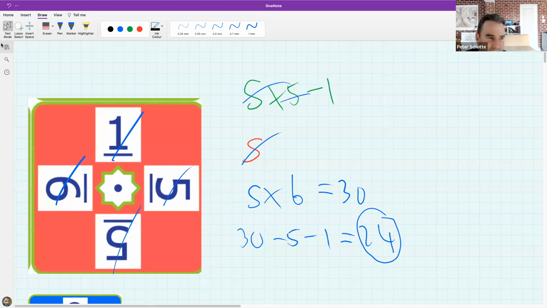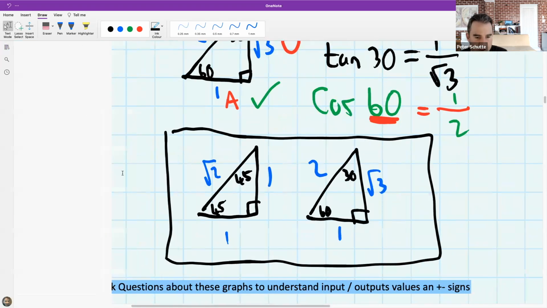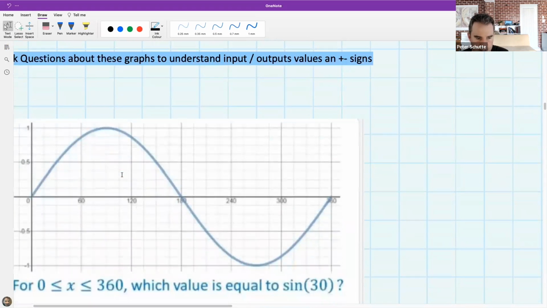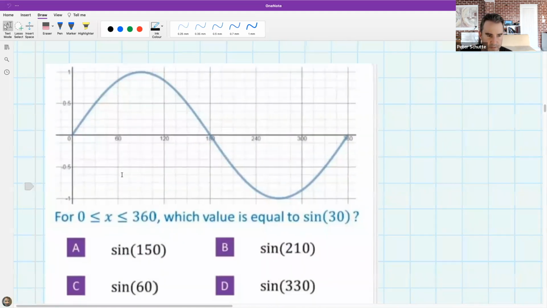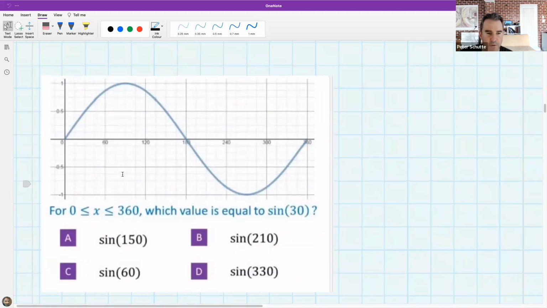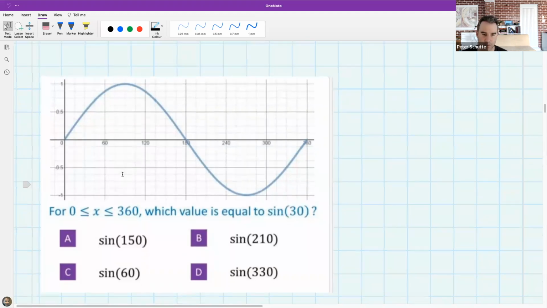Okay. Let us return to our trig lesson. And I want to try a multiple choice question with you guys. So if we look at this, this is what we call a trig graph. And I want to know what type of trig graph is this? So before we even move on to the next stage, what type of trig graph is this?